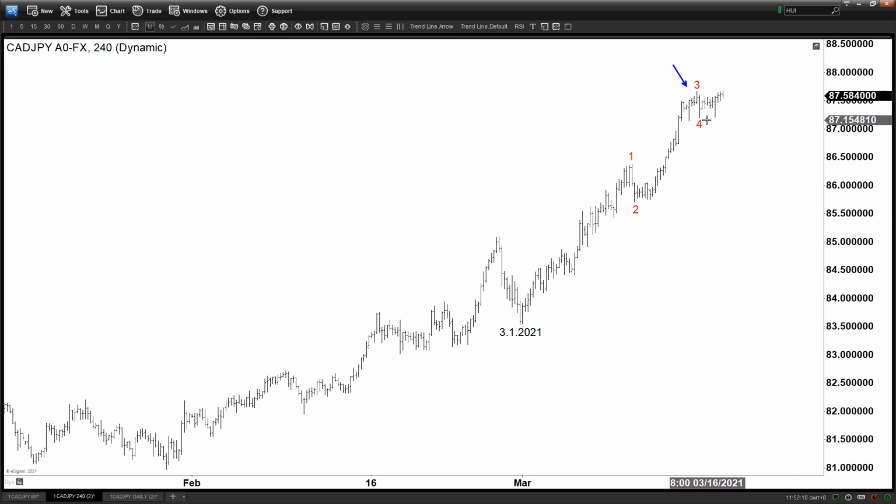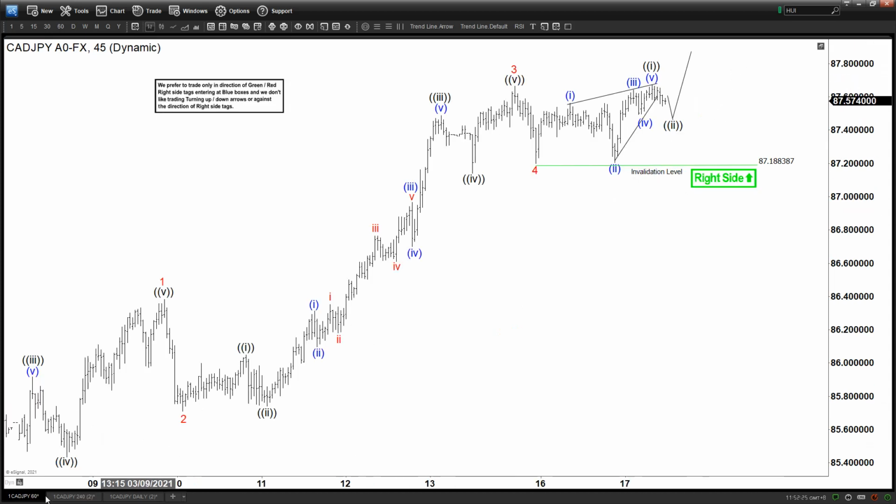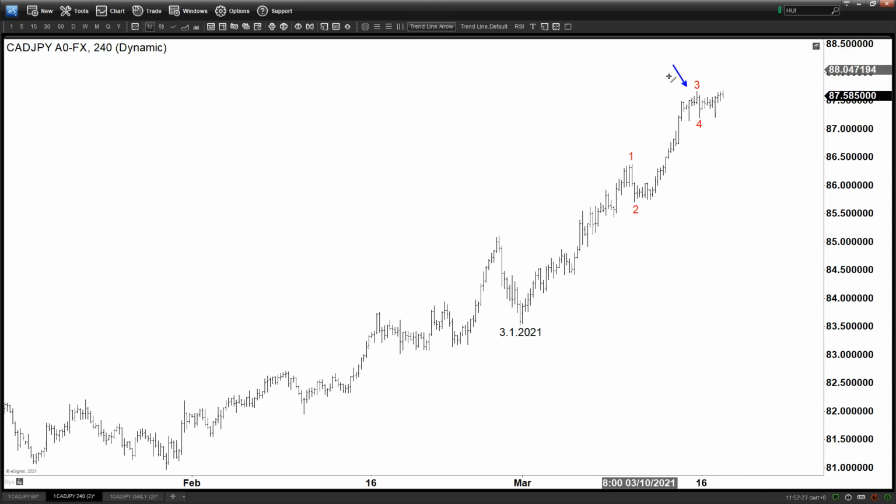So in terms of the expectation now, we are looking for a 5-wave subdivision within this wave 5 here. So we could be looking for some kind of 1, 2, 3, 4, 5 like this before we finish with 5.